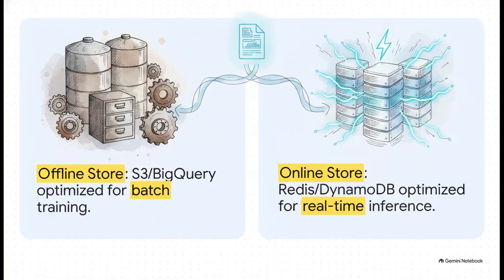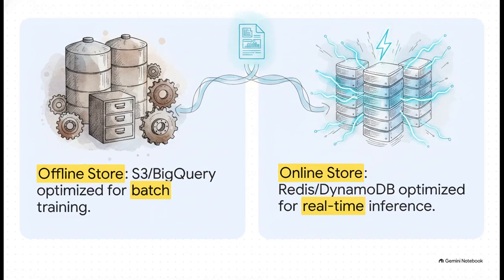Now, when you're dealing with features, setting up a dual storage architecture is absolutely essential. On one side, you have your offline store, think S3 or BigQuery. This is optimized for heavy batch training on massive historical datasets. On the other side, you have your online store, like Redis or DynamoDB. This one is built for ultra-low latency, sub-millisecond retrieval during real-time inference. The real beauty of this setup is that both stores are served from a single feature definition that completely eliminates architectural skew, meaning you won't run into that nightmare scenario where your data looks one way in training, but completely different in production.